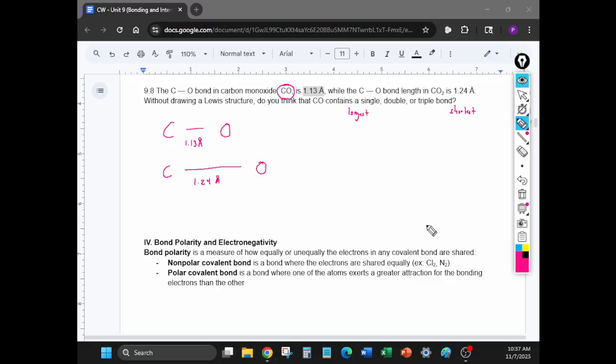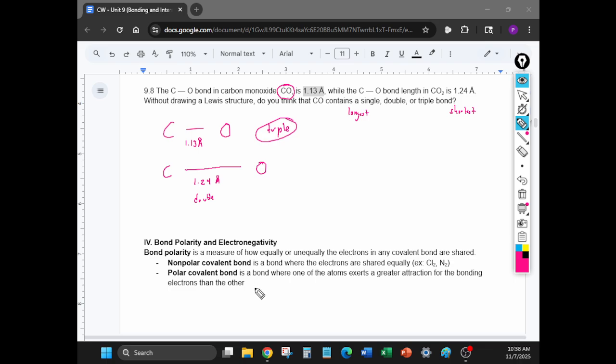So I believe we did CO2 last class, right? And if we did CO2, do you remember what the bond was? It was a double bond. And so CO2 was a double. That means this is a double bond. And if it's shorter, it means it's going to be triple. Okay, so there you go. That's how you can determine CO without even drawing the Lewis structure.